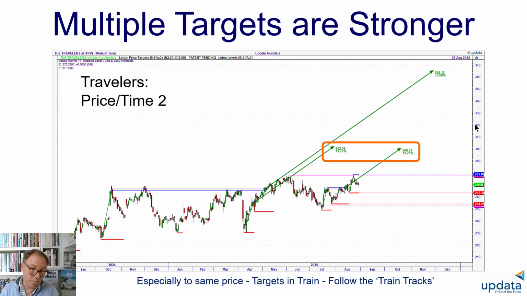And I think the simple rule here is if you have two targets pointing to the same area from different buying thrusts, that means they're twice as likely to be met. It's a bit of a rule of thumb. You can't argue that precisely, but the more targets you have, the more likely it is you're going to that area. Different buying thrusts producing targets to the same price target is really, really powerful.